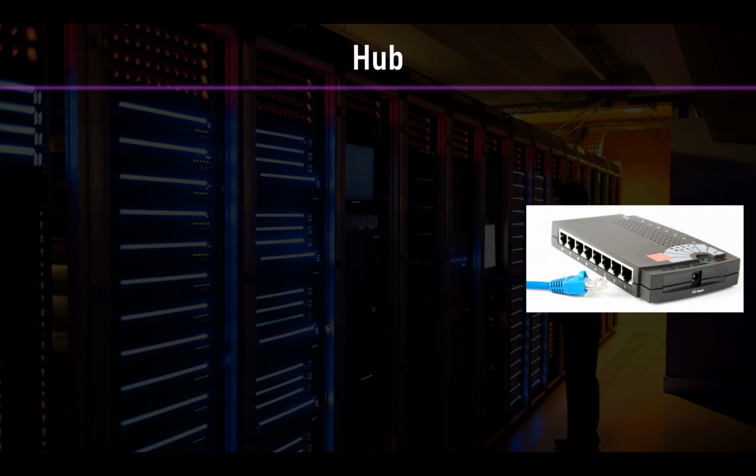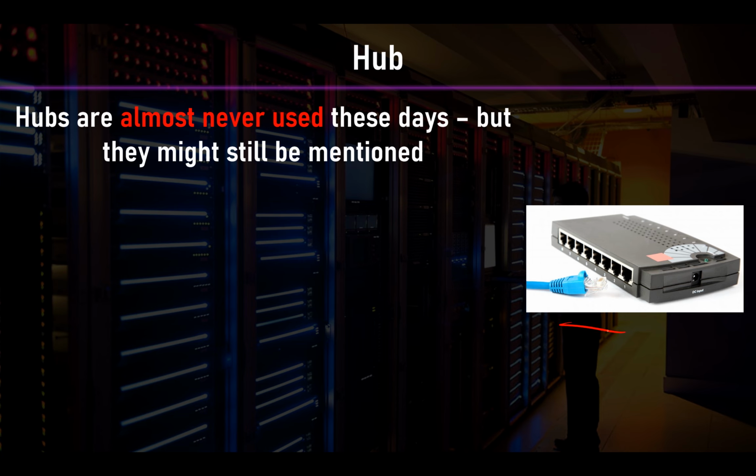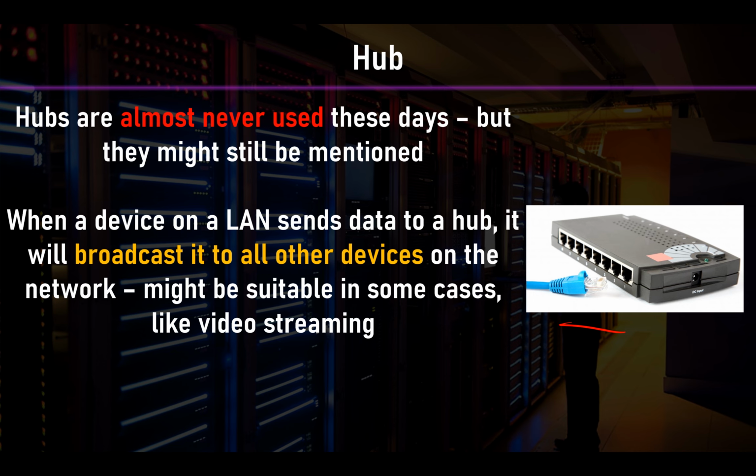Right, then if we look at a hub, I've actually used the same picture here because from the outside they all look the same. Hubs are almost never used these days, but they might still be mentioned. When a device on a LAN sends data to a hub, it is broadcast to all other devices on the network. This might be suitable in some cases like video streaming. Also, maybe we want some sort of data redundancy, where one device sends to the hub and we want this data copied as backup to two different devices.